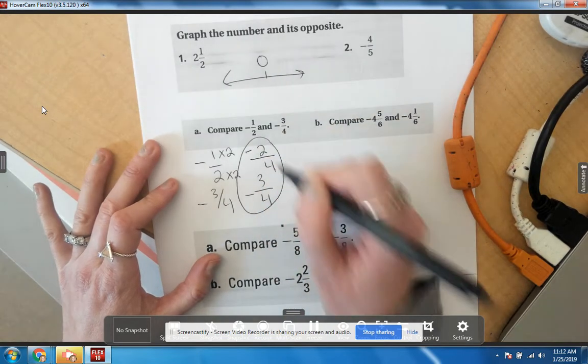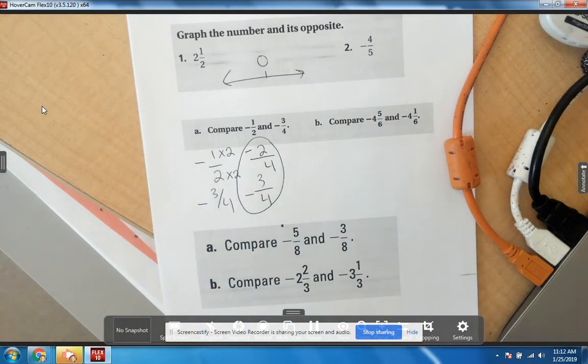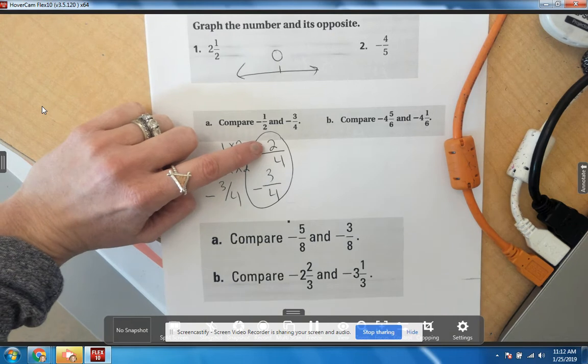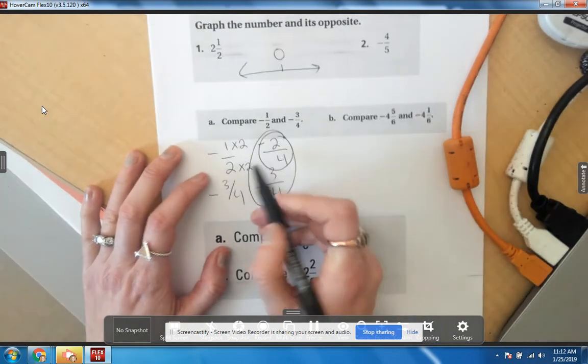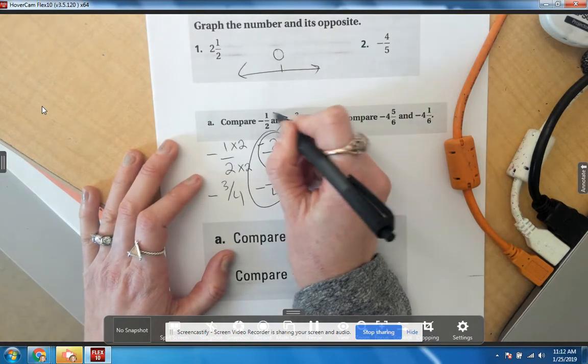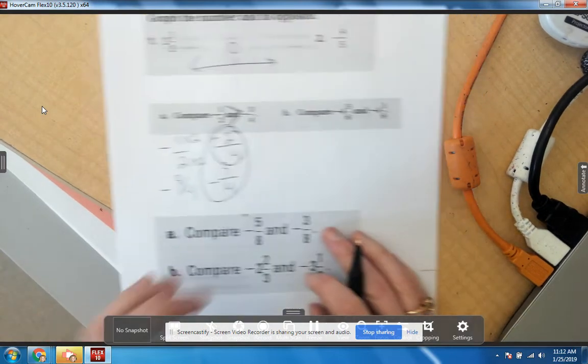Now I am comparing these two fractions. So remember, the bigger it looks, the smaller it is. So this number actually is smaller, so it's actually going to be bigger. So this would be the bigger fraction, and that was originally this one, so we're going to have it open this way. Okay, I'm going to try another one.